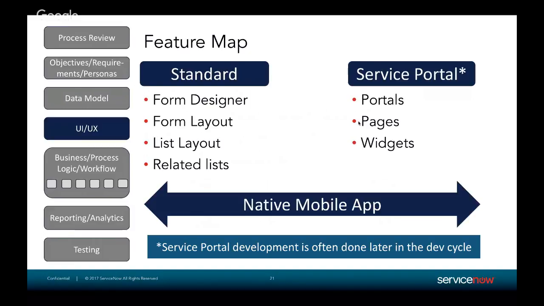And oftentimes what I've found, let's talk about the native mobile app first. We've got the native mobile application that covers both the standard and the service portal. So it's not an either or. It's flexible between both. But what I found in many of the implementations that I've done, and many of the applications that I've written, is the service portal development comes later. Get your backend data, get your data model, get your standard forms for managing that data, and then you put a pretty face on it.